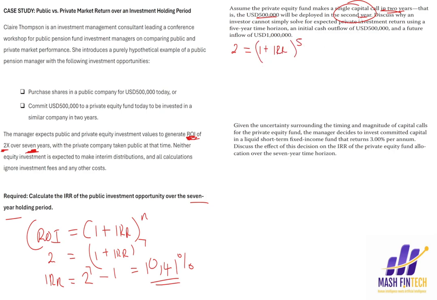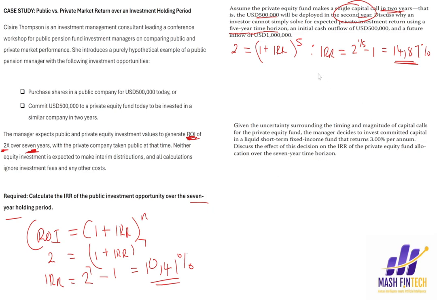Because it was deployed after 2 years, but it was invested for a 5-year horizon, right? So if you solve this, when you raise it to the power of 5, you're going to have your internal rate of return equal to 2 to the power 1 over 5 minus 1, and then this is going to give you 14.87%. This is quite high. It's higher than the 10.41% that we got initially.